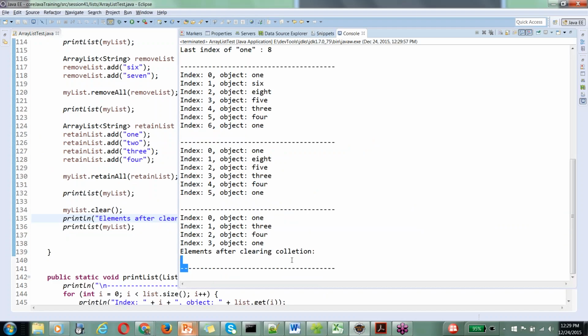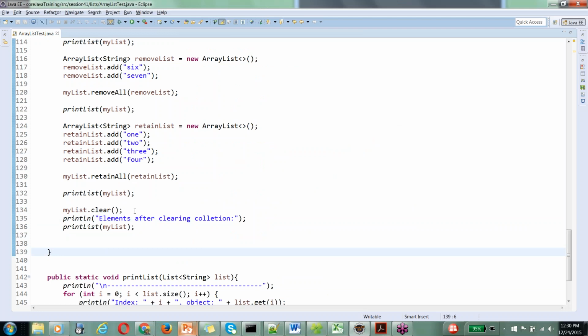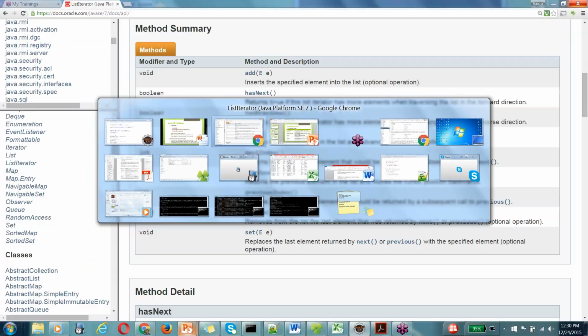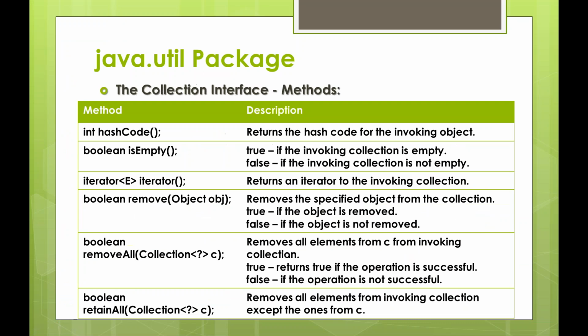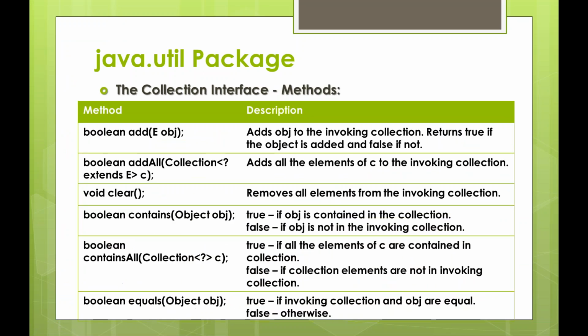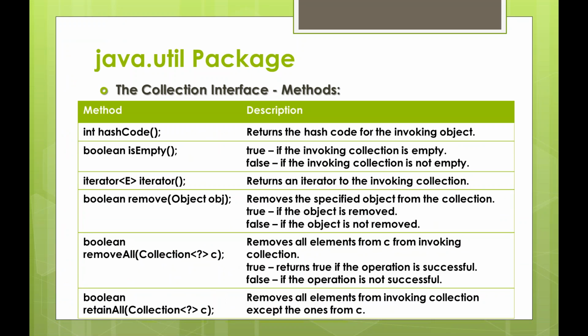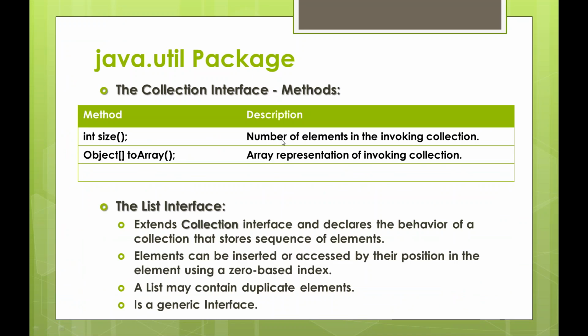Okay. After this, nothing is there. So what other methods do we have? I think we have covered most of the methods in Collection itself. Add all, clear, contains all. We can check contains all. It is similar to how we use remove all and add all. So here it is iterator, remove all, retain all, size, and to array. So almost all the methods we have used.